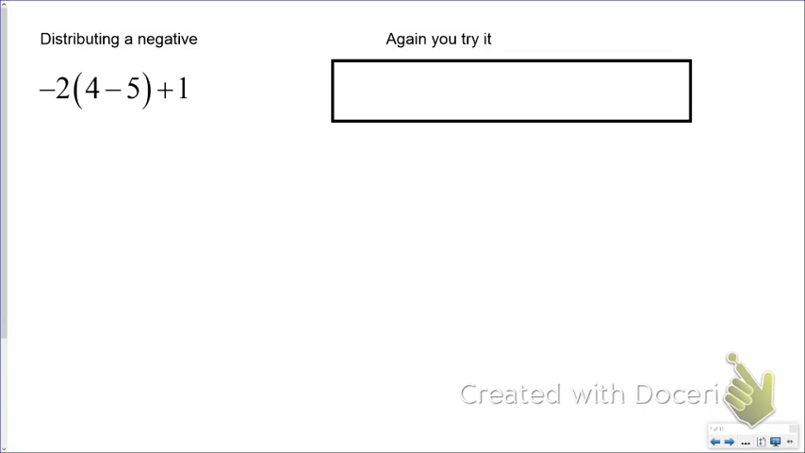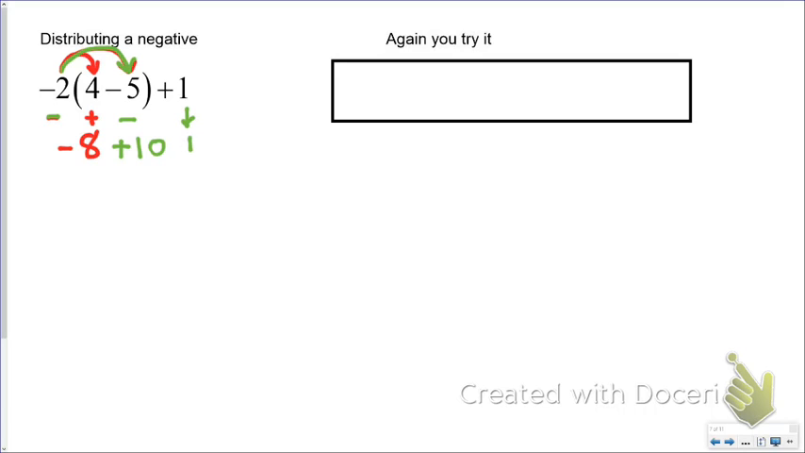Sometimes you'll have a negative outside of the parentheses, and you will need to keep a close eye on that negative. A lot of students will make a mistake by distributing a positive 2 and a positive 2 and ignoring this negative here. Well, we must remember this is a negative times a positive. So a negative 2 times a positive 4 should be a negative 8. And a negative 2 times a negative 5 should be a positive 10. A negative times a negative is a positive.